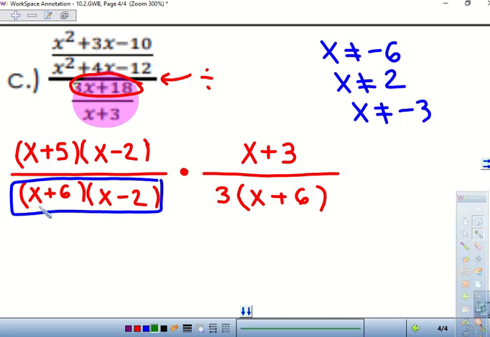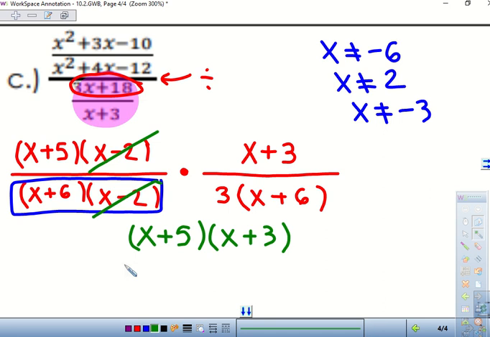So now I can start canceling stuff out. All I can really cancel out is this right here, right? Anything else? I don't think so. So you can't cancel the x plus 6. Why not? One's got to be on the top, one's got to be on the bottom, right? And they're both on the bottom. How can I rewrite this so I don't have to write x plus 6 twice? Squared.